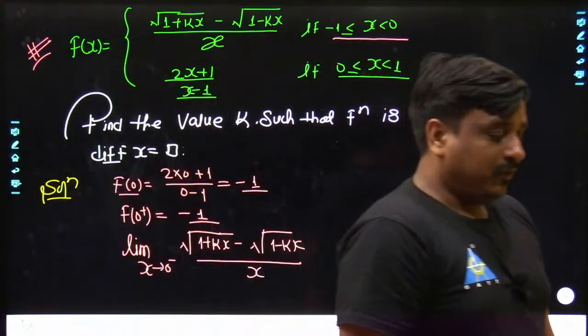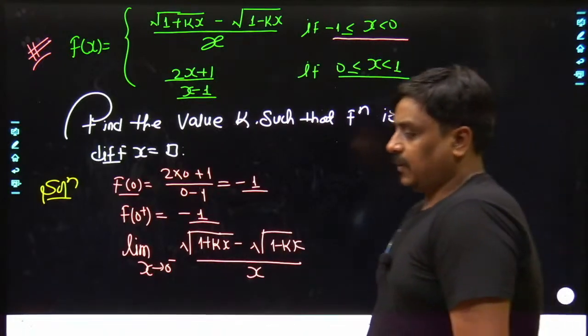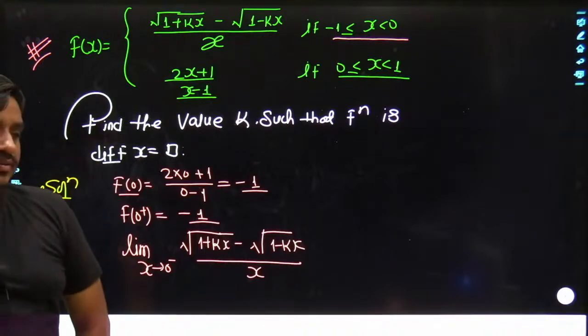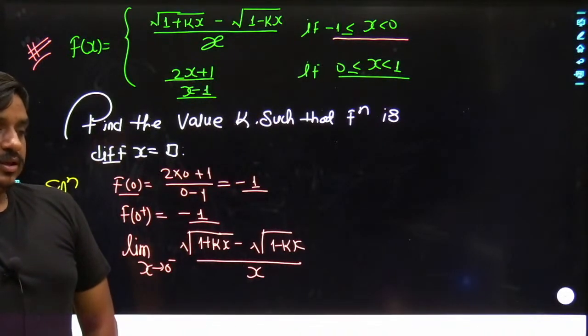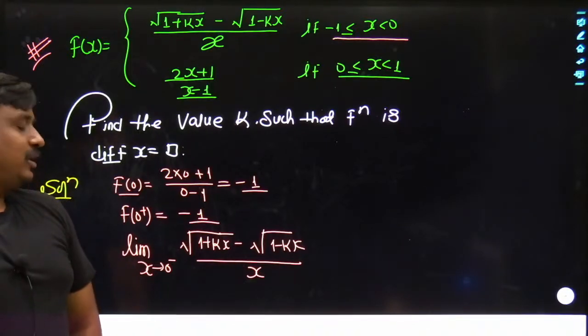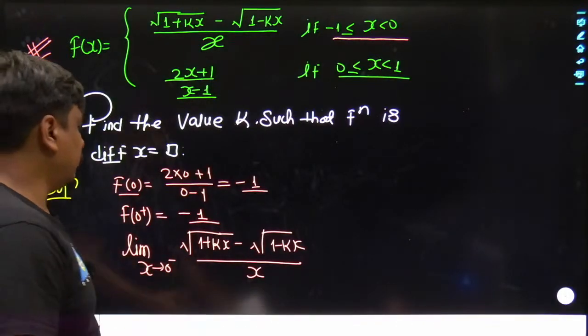So with the help of L'Hospital's rule, you can get the value of k. So get me the value of k. What would be the precise answer? You will take the differentiation of the numerator as well as the denominator and try to get the answer. Do you know what the differentiation of the numerator would be?